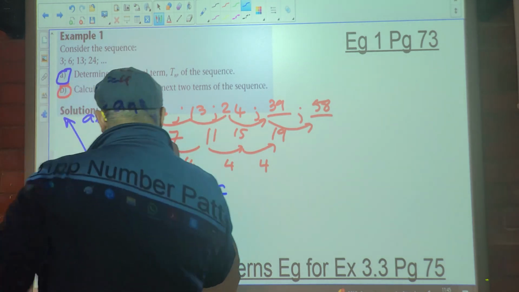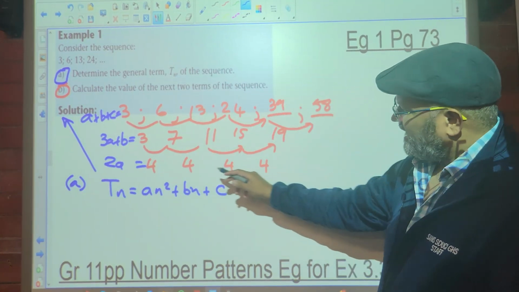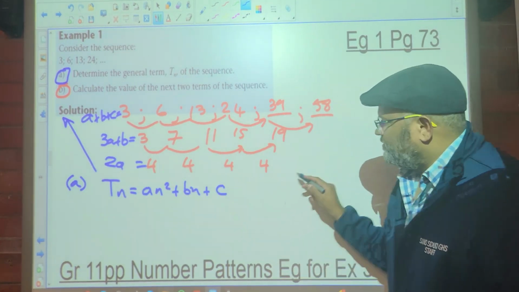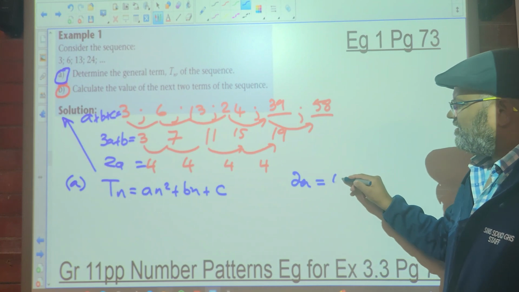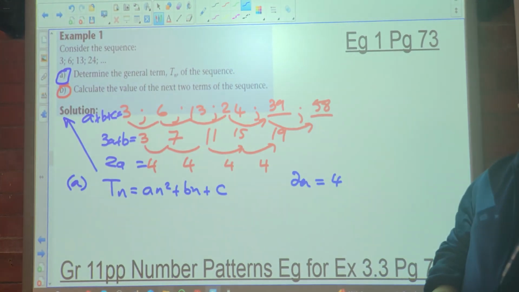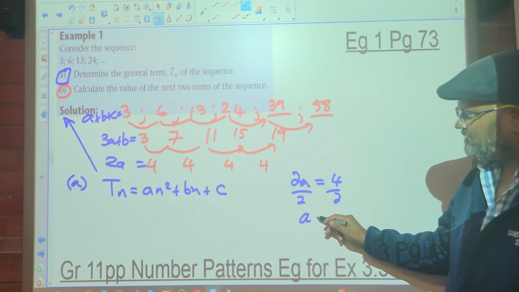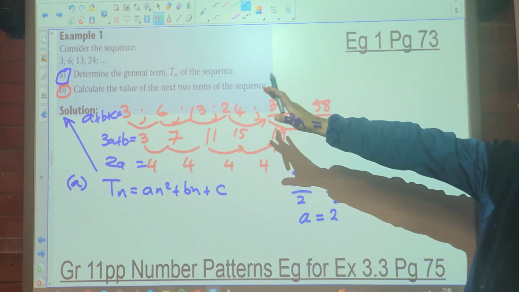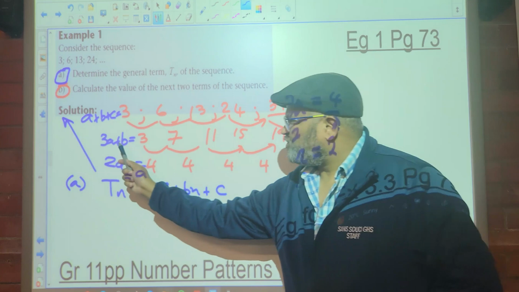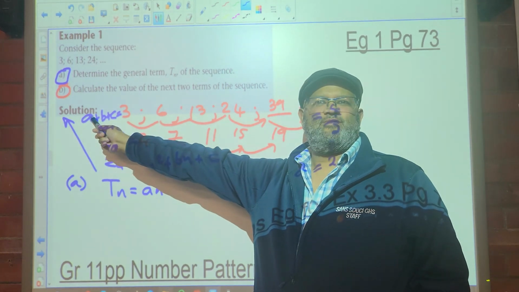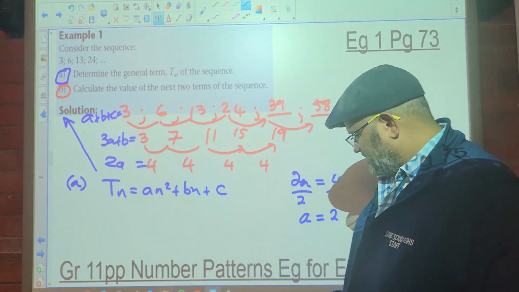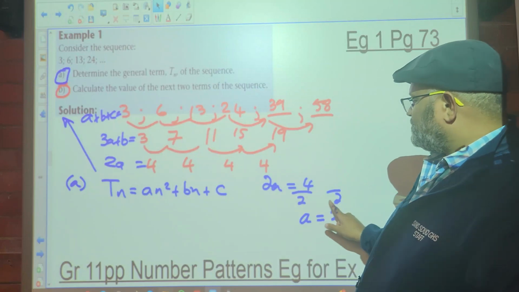So how do we calculate a? We say 2a is equal to 4. How do I get a on its own? Divide by 2 on both sides. So a is equal to 2. So a is sorted. You see that, people?